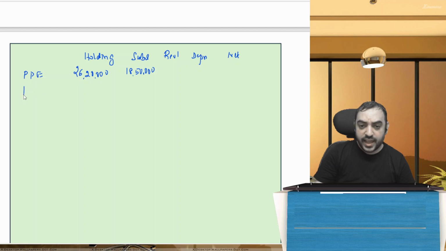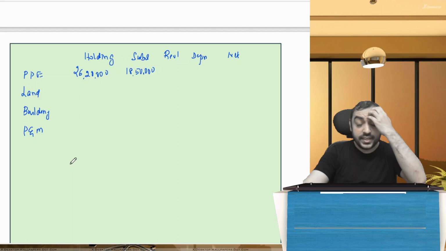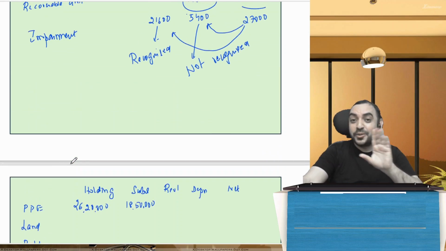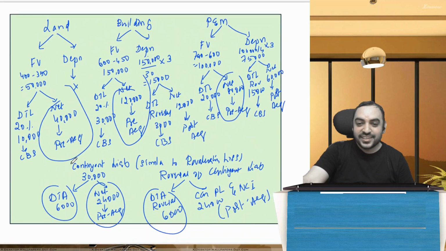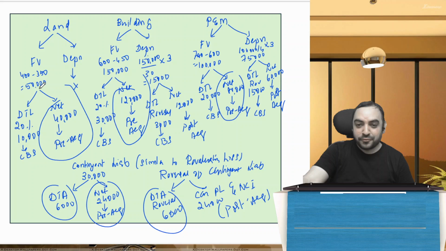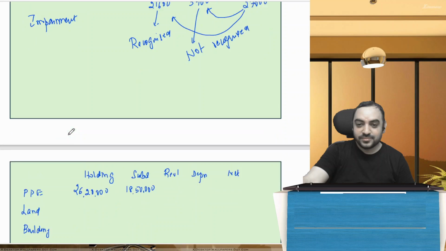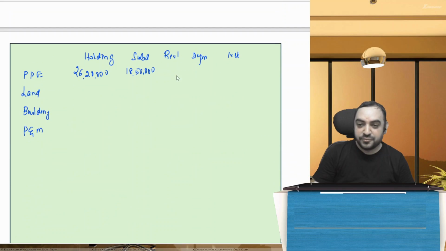Revaluation: you have land, then you have building, then we have plant and machinery. We have done the working notes, right? I can make use of them. While doing these numbers, don't take deferred tax. Only the gross amount you should take. So land 50,000 and no depreciation.